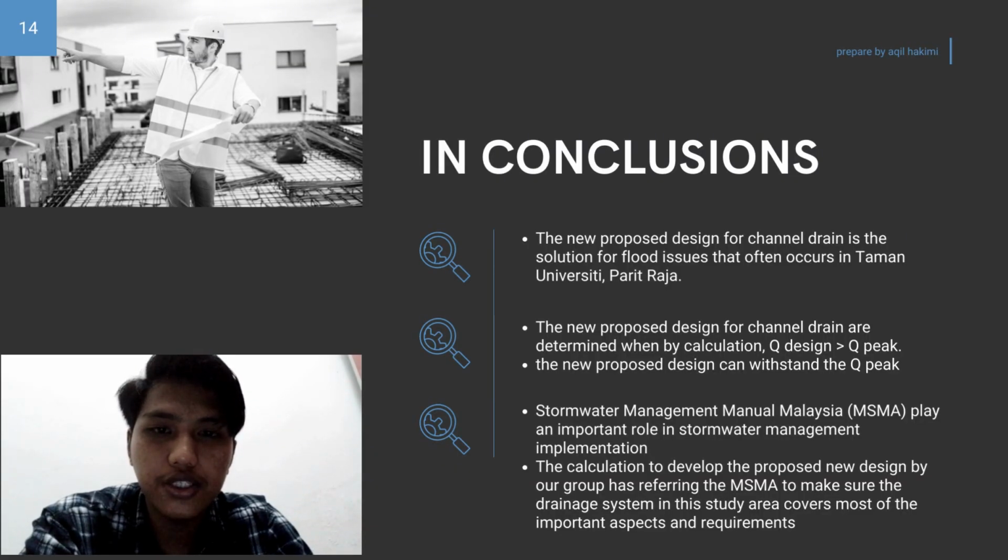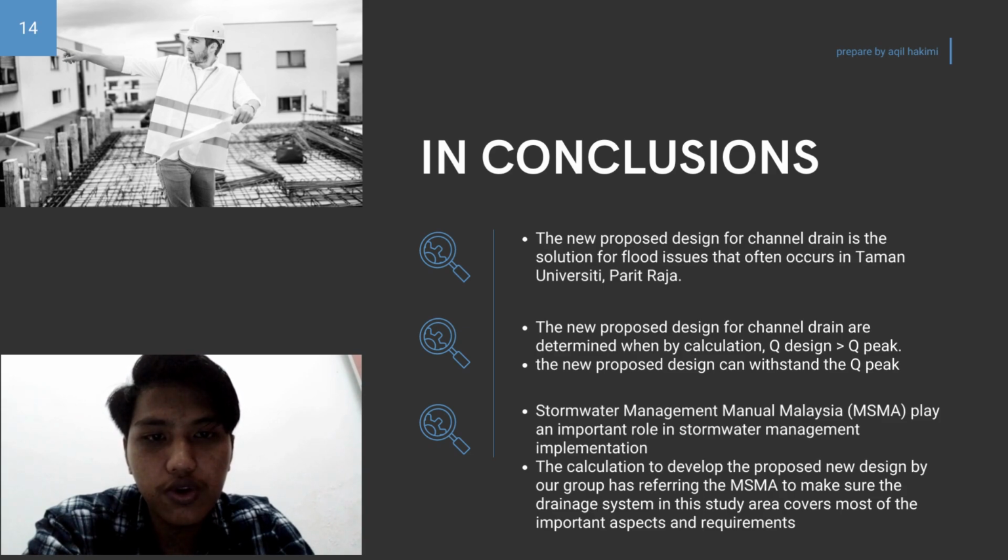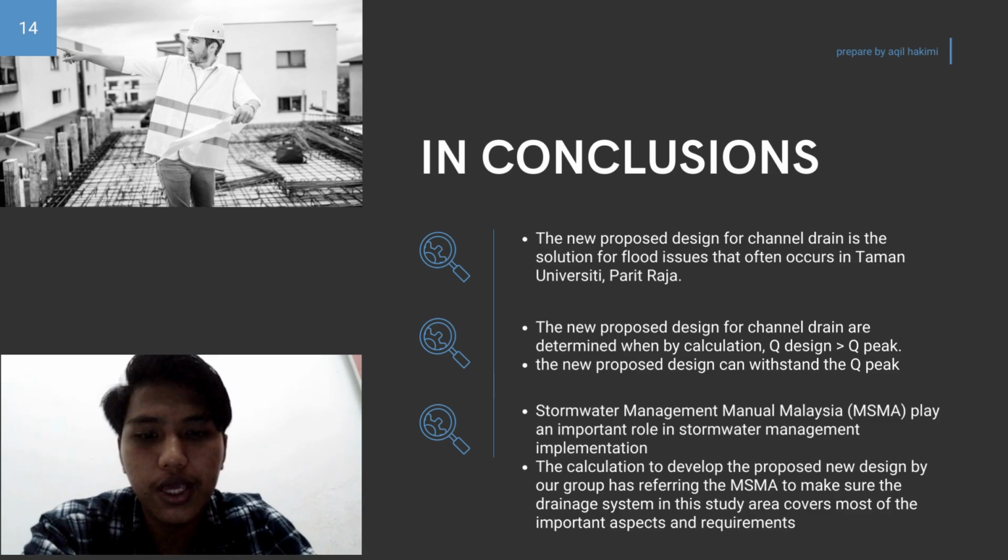Okay, for the last part is the conclusion. So, in conclusion, the new proposed design for the channel drain is the solution for flood issues that often occur in Taman University Parit Raja. The new proposed design for the channel drain is determined by doing the calculation where Q design is greater than Q peak. So when we do the calculation and analysis to generate the new proposed design, the Q design must be greater than Q peak, so the new proposed design can withstand the Q peak.